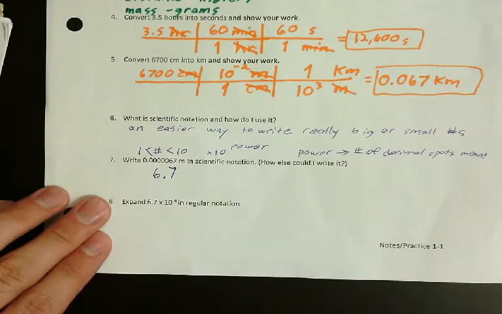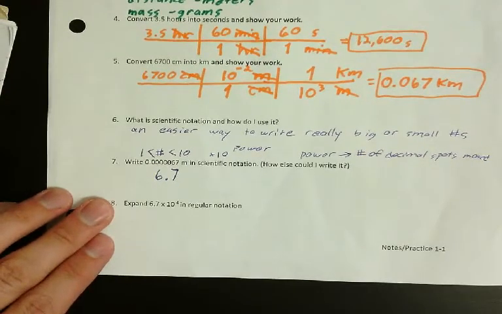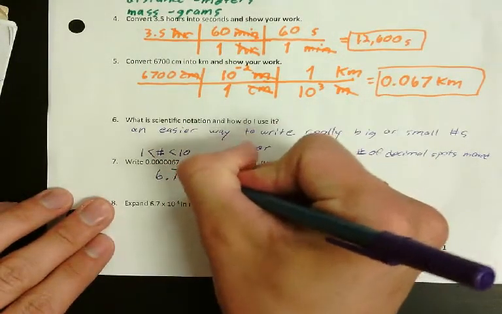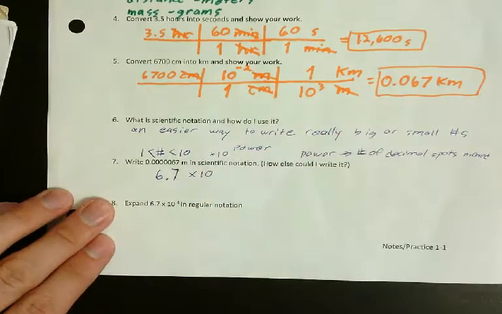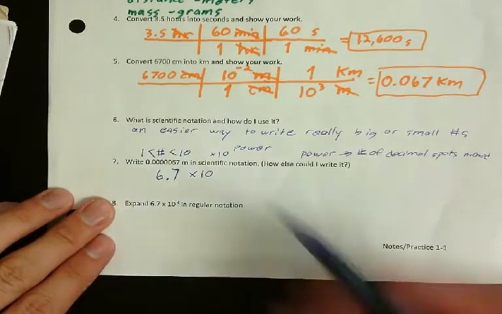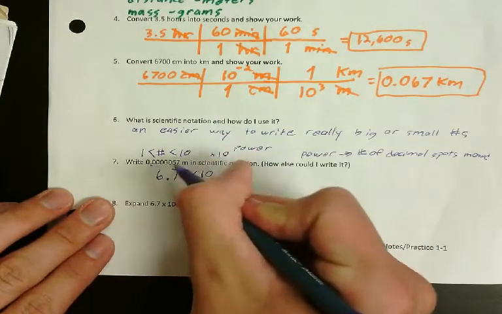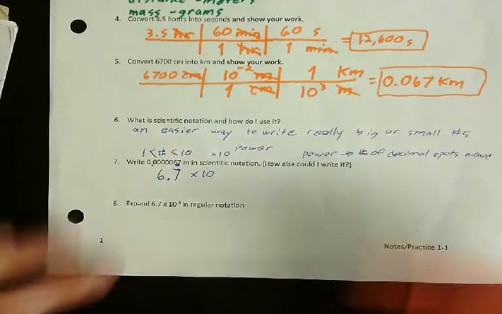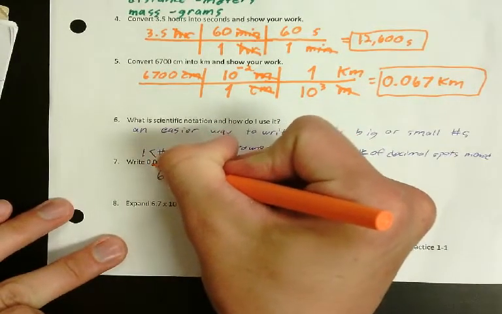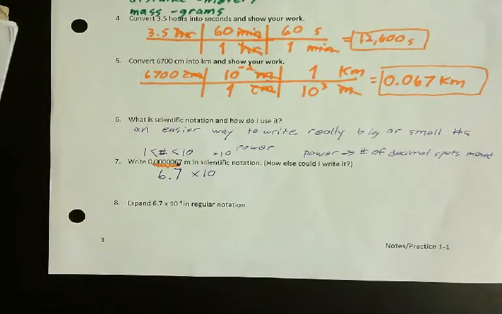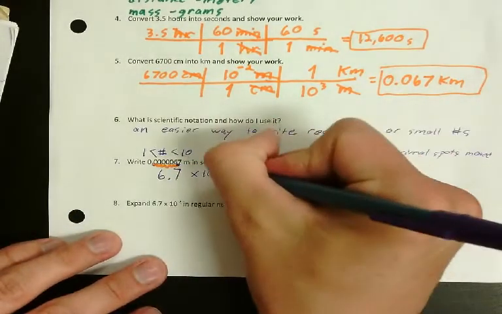Okay. Then I put times 10. Then I put a power on how many spots I moved the decimal. So to get from here to 6.7, I had to move that decimal 1, 2, 3, 4, 5, 6 spots. So my number is 6.7 times 10 to the 6th.